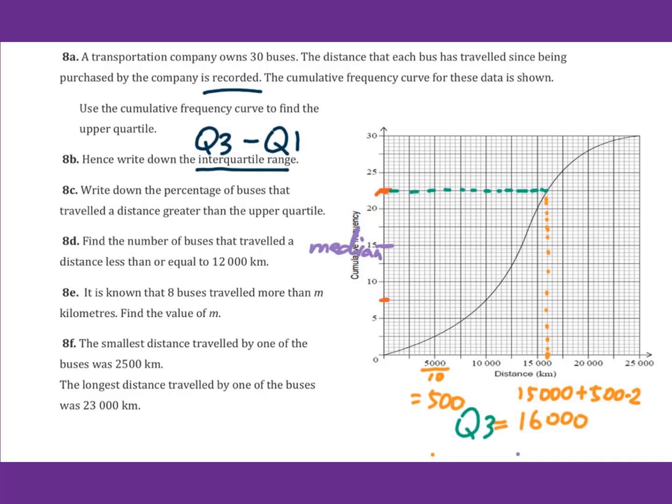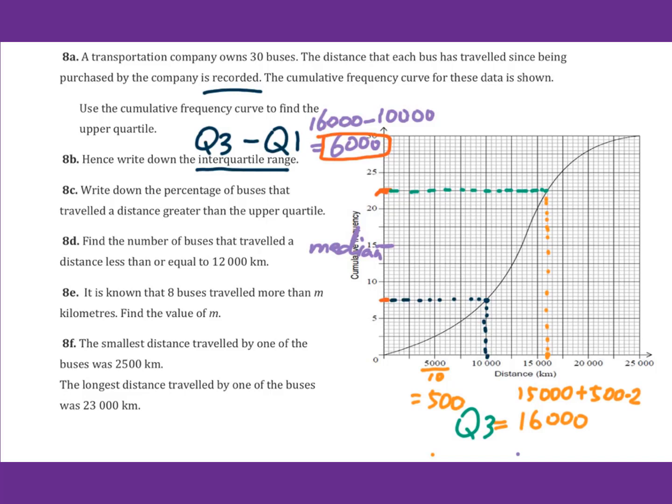Now let's go to the first quartile. It's this point. So going down, that's 10,000. So we have 16,000 minus 10,000. You will get 6,000. This will be the interquartile range.